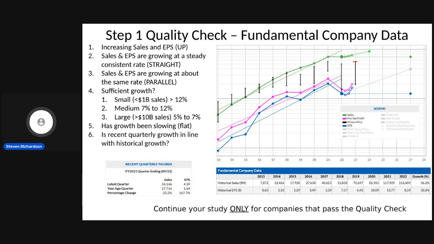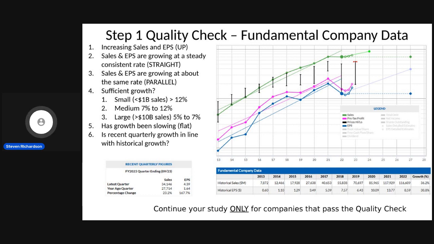And you can see that this company is 116 billion in revenue last year, or 2022. So this is a mega large. It's in the large category, and its growth rate the last 10 years, 36.2%. It shatters the 5 to 7%. It's a pretty good company, growth company.